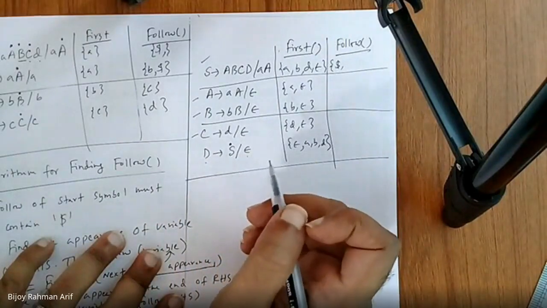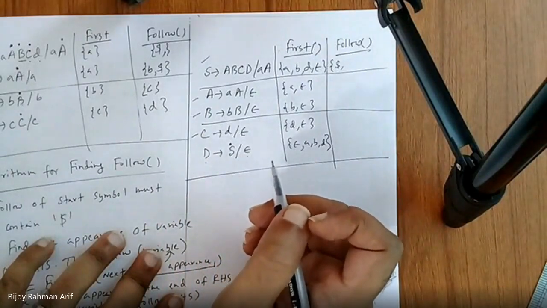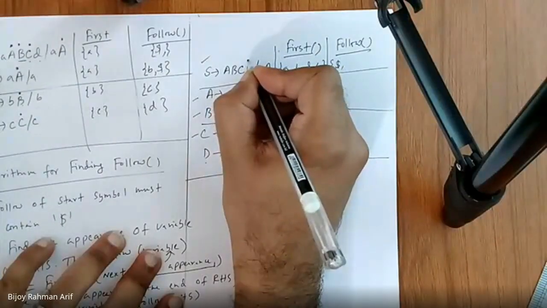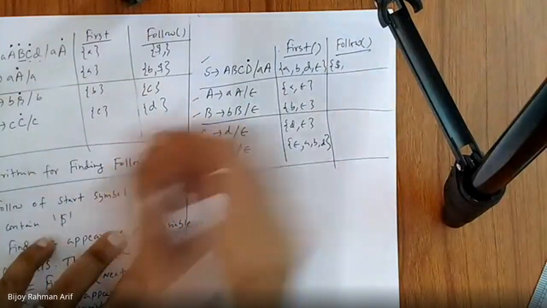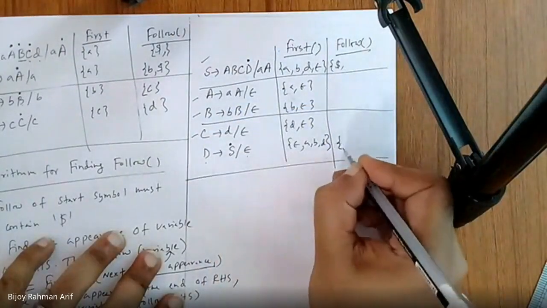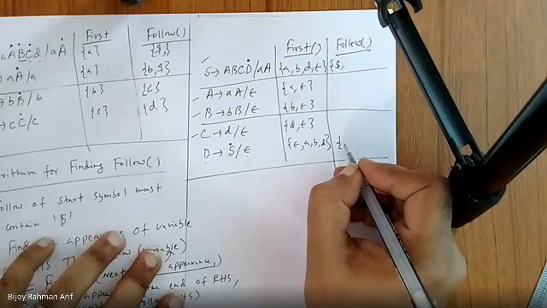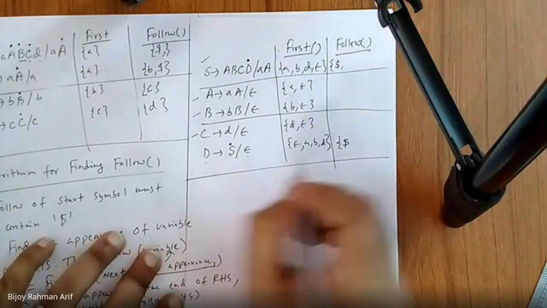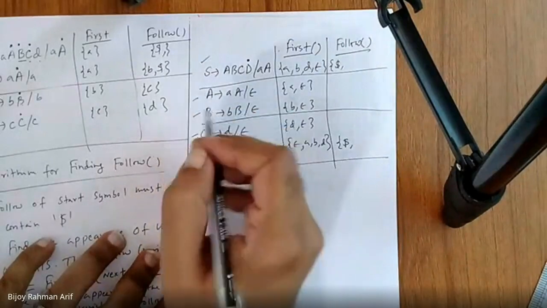Follow of D. Why follow of D? Because S appears here. Follow of D appears here at the end. So again, for this rule, follow of D is nothing but follow of S, rule number 3. So dollar. Okay, all right. Let's try the other ones.